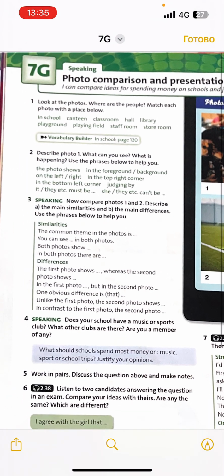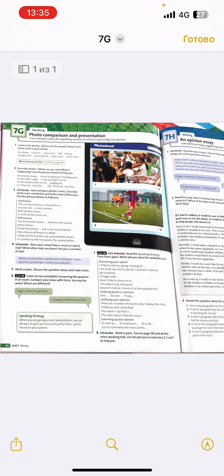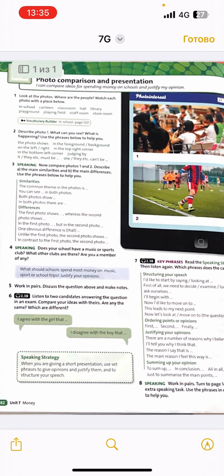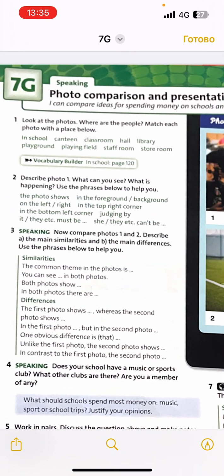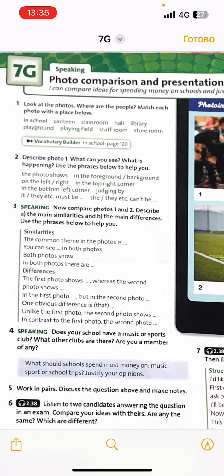All right, first one, in school. What do you have in school? We have canteen. What is canteen? Canteen is where we eat. Столовая, okay? Classroom, hall. Hall is mostly like актовый зал, okay? The library, playground, playing field, staff room, and storeroom.